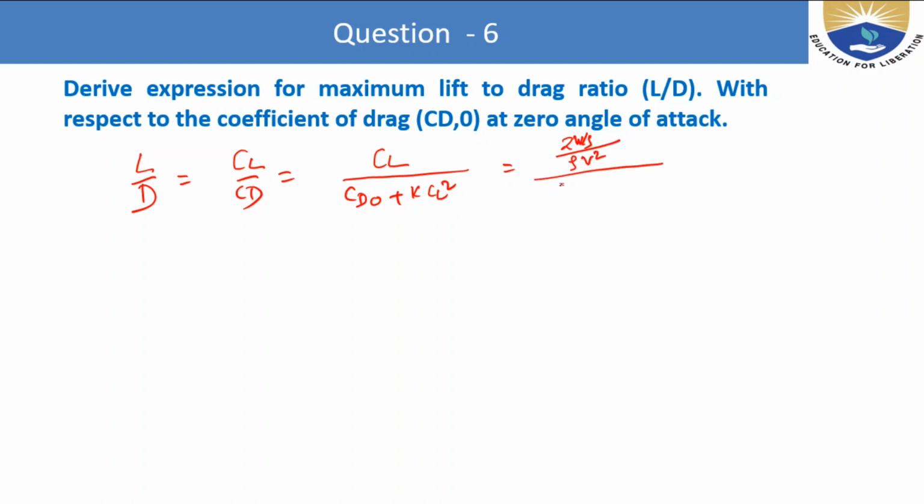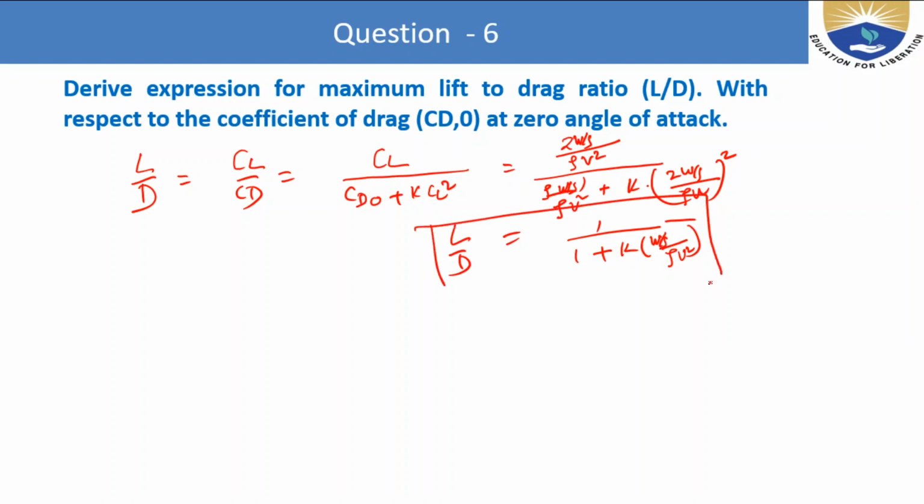Here also, if you see, CL is 2 W by S rho V square, plus K into 2 W by S rho V square, whole square. If you take this common, you will get 1 by 1 plus K W by S rho V square. So this is the L by D ratio of the aircraft. It depends upon the weight, then area, rho and the velocity. So you can find this out in this way.